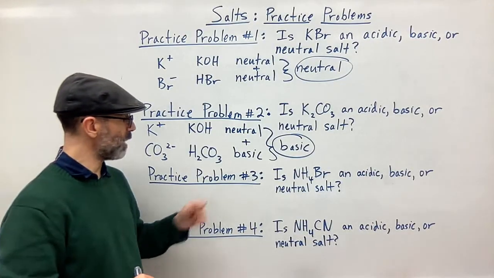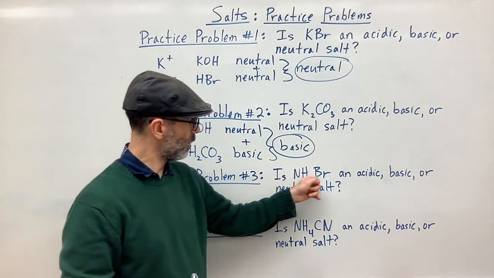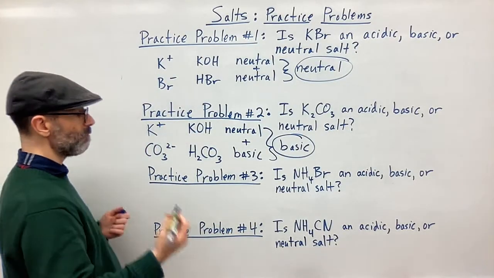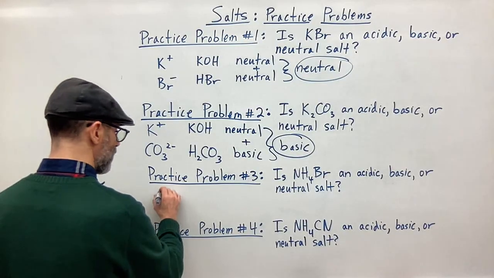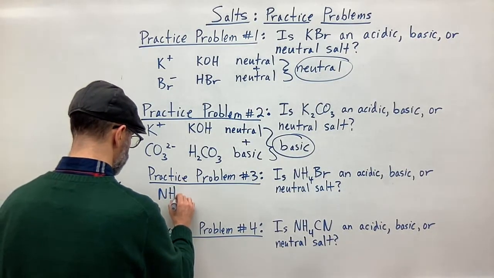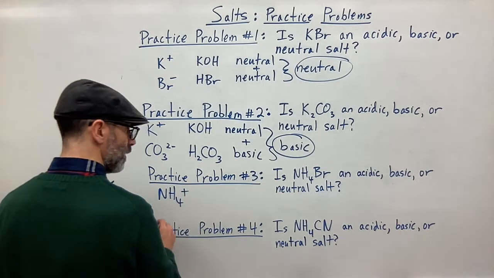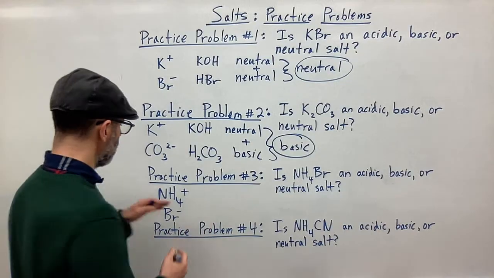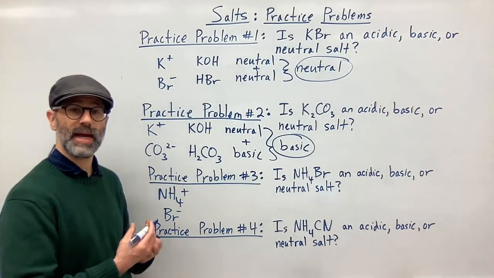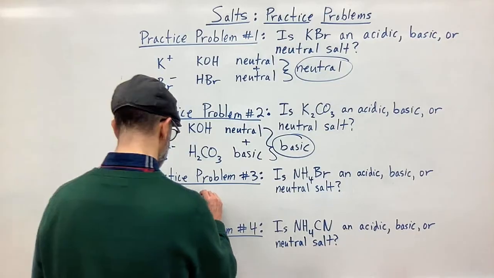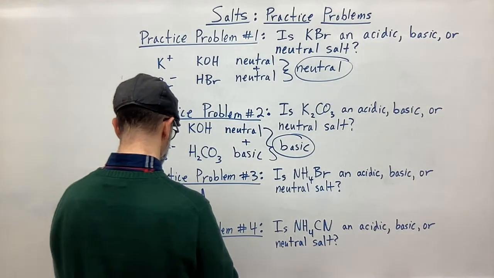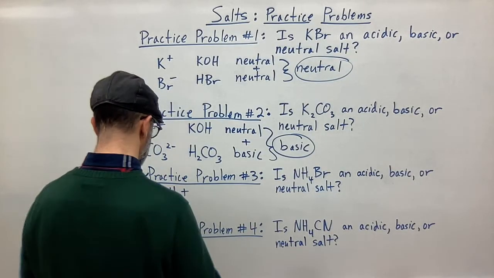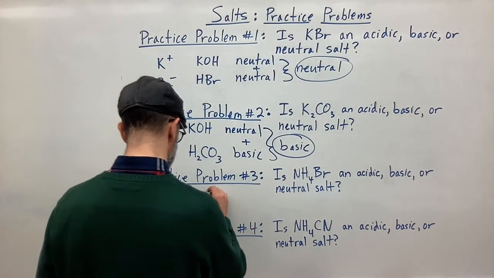Okay, so practice problem number 3 is NH4Br, an acidic, basic, or neutral salt? Again, first thing you want to do is break it up into its ions. So we have NH4 plus, and we have Br minus. Here, this is our positive ion. We can connect that with hydroxide ion, or we could also connect that with NH3. So where did this come from?